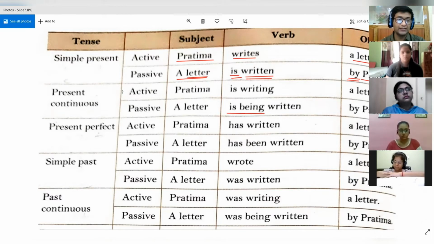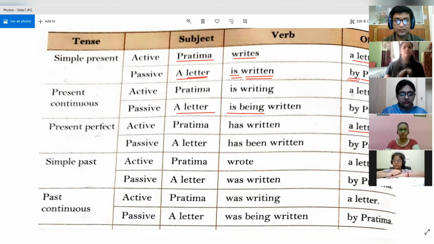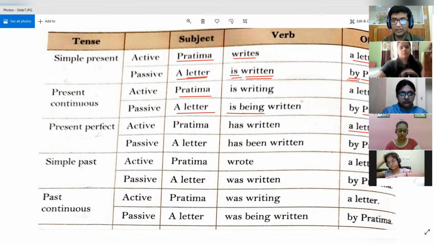Now let's see the second example. It is of present continuous tense. So how are we going to write a present continuous sentence? Pratima is writing a letter. So this activity is going on right now. So again, first of all, we need to change the position of the subject and object. So that happens. A letter, which is the subject, goes into the object position, and the object present in the active voice... All right. Pratima, which was the subject in the active voice, has now become the object. So this is the basic thing which is being done in all the sentences.